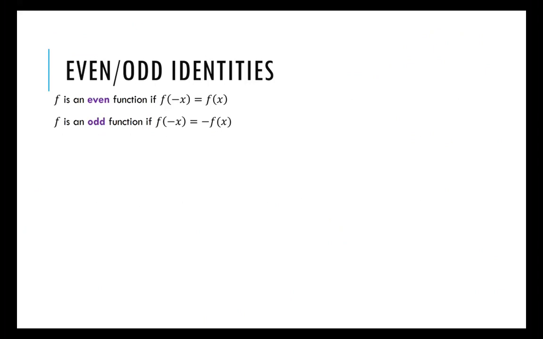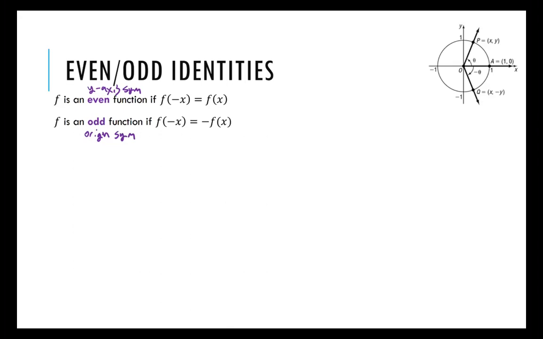Some more identities: even and odd identities. Now, recall that we have even functions if f of negative x is equal to f of x, and we have odd functions if f of negative x is equal to negative f of x. Also recall that even functions are the same thing as y-axis symmetry. This will matter later. And odd functions are origin symmetry.